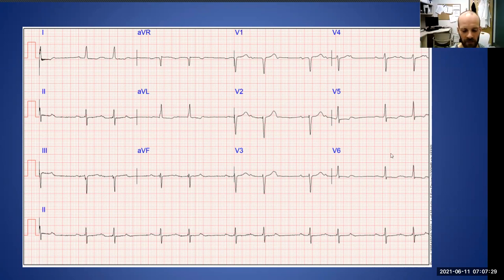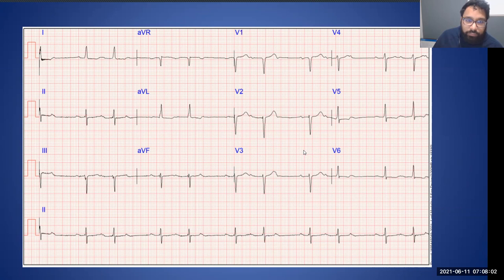That's excellent. That's great. So I'm going to stop you there. You've done exactly the right thing. But the key thing here is that because these intervals are varying, counting the number of large squares is really appropriate when it's the same every time. So you did exactly the right thing by counting the number of QRS complexes in 5 seconds. That's brilliant. Carry on.